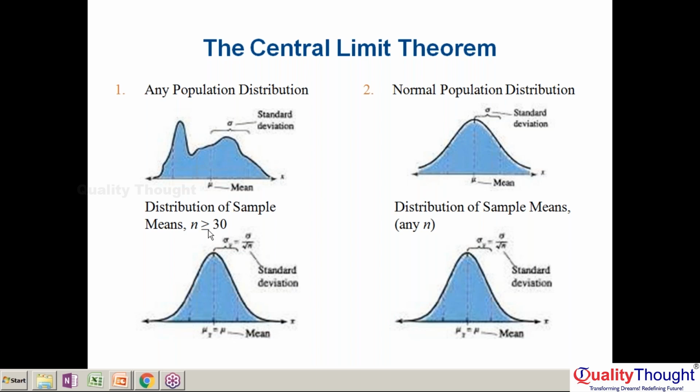If it is less than 30, can you do it? No. You can do it only if your sample size is greater than 30. What if it is less than 30? That's a different scenario, I will explain it. For example, if your data itself is representing a normal population distribution, by default the distribution of all the sample means you take can be approximated to the normal distribution.